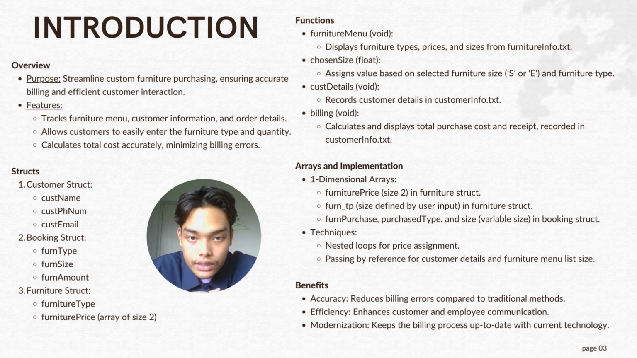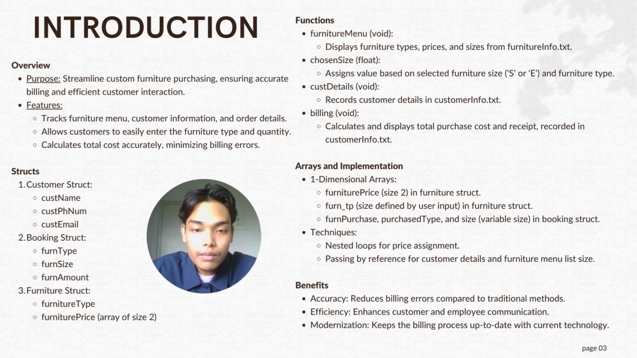So next is arrays and implementation. We have 1D arrays. For example, we have furniture price with a size of 2 in the furniture struct, furniture type with the size that is defined by user input in the furniture struct, and furniture purchase type and size with a variable size in the booking struct. To use these 1D arrays, we use a nested loop technique for price assignment and also passing by reference for customer details and furniture menu size.